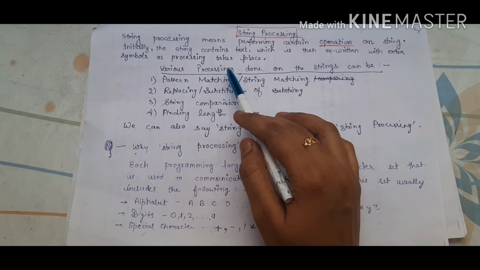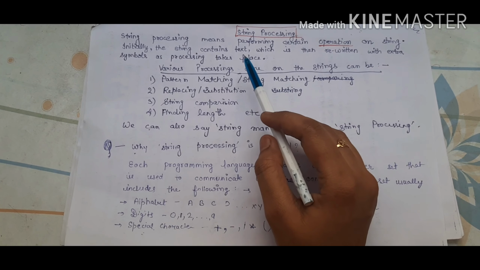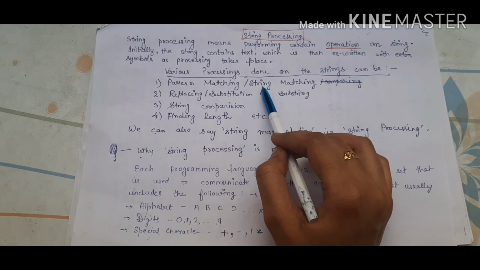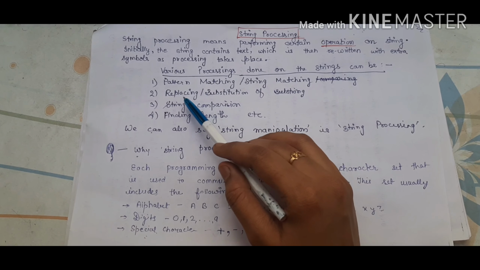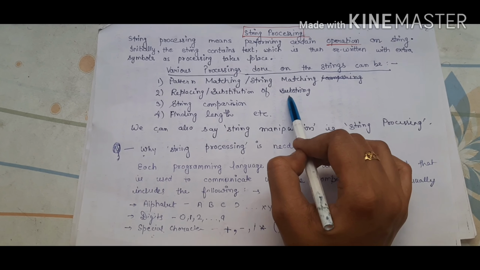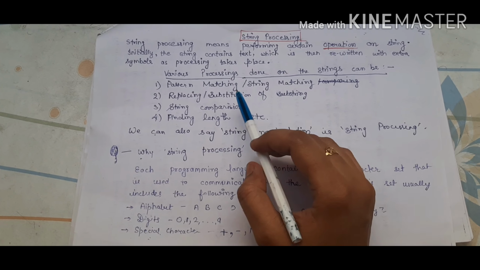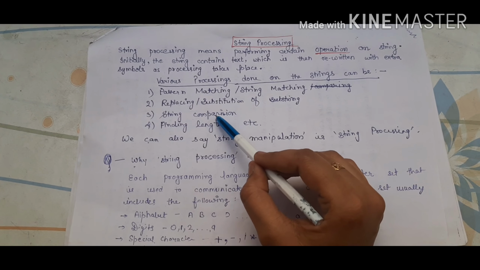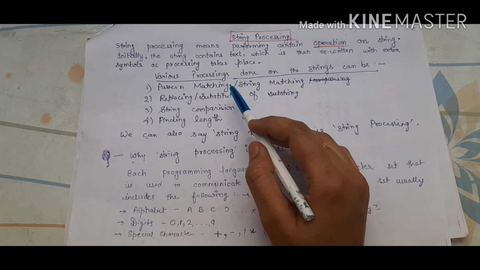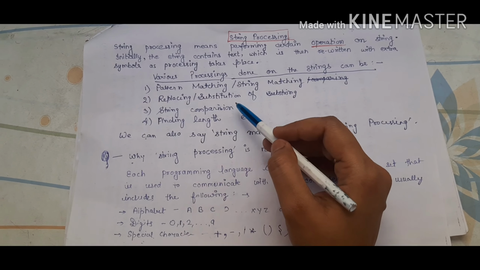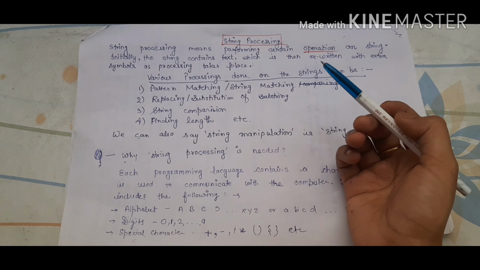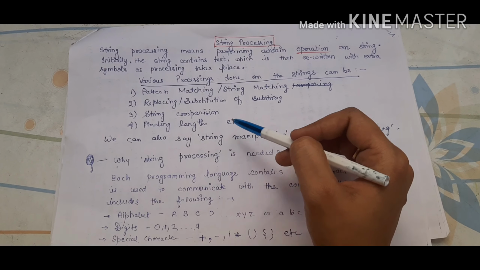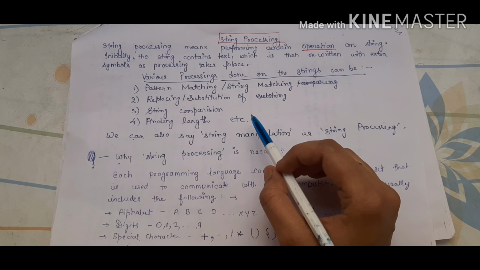So what are the operations that we perform on the string? They are pattern matching, or we can also say string matching, replacing or substitution of a substring that we do in many programming languages, string comparison that we also do in various programming languages, finding length, etc. These are the string operations that we perform on the string, and these operations are collectively known as string processing.